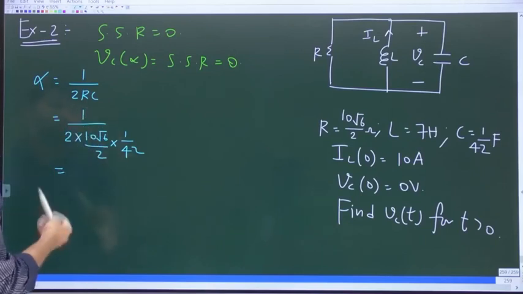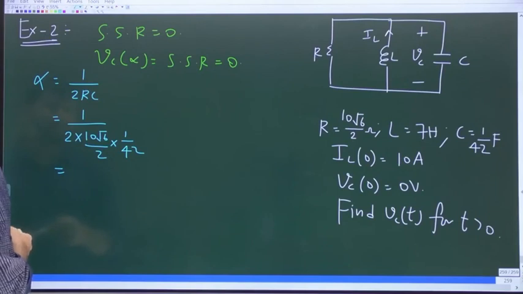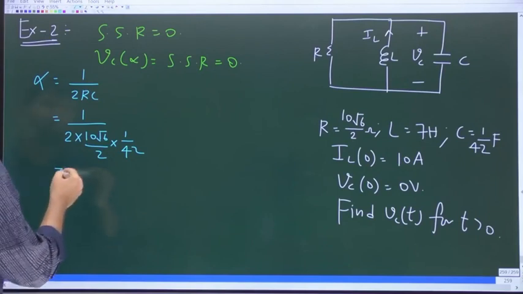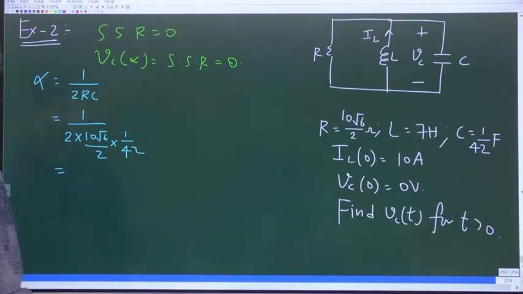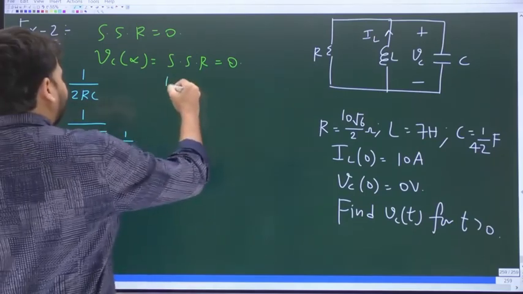42 by root 6. 2 and 2 will get cancelled. 42 by 10 is what? 4.2 by root 6.